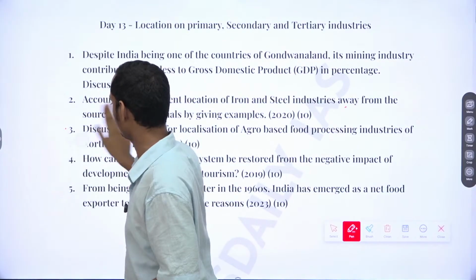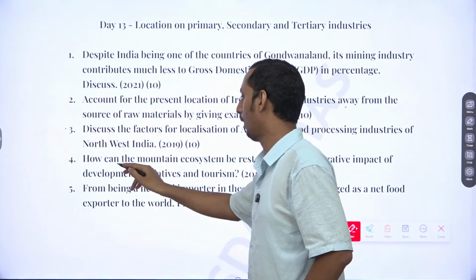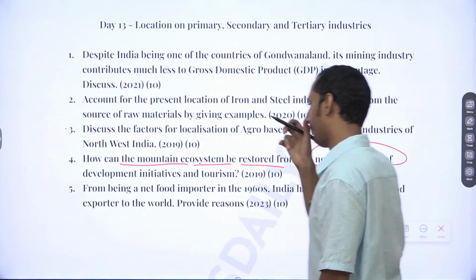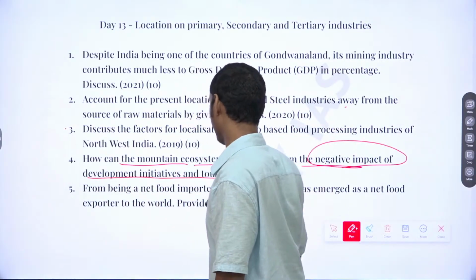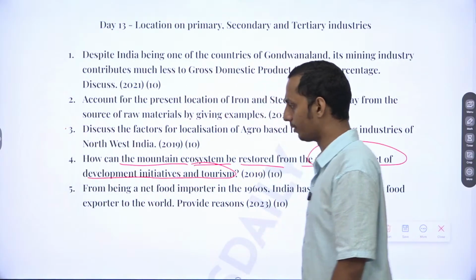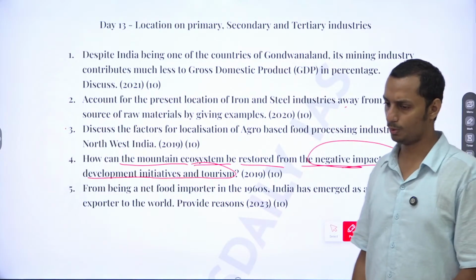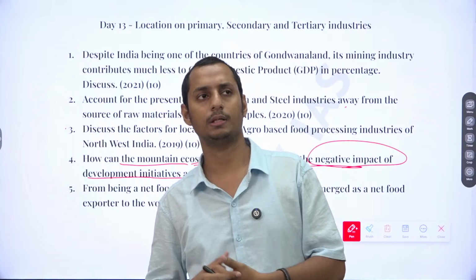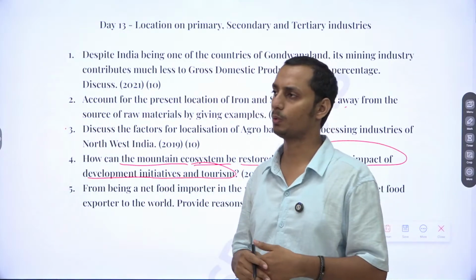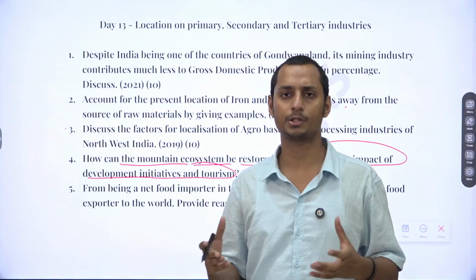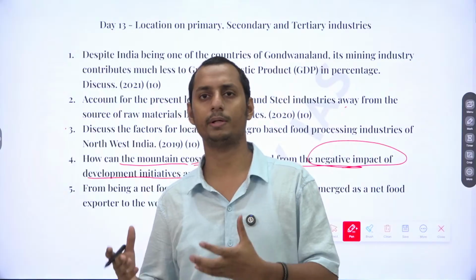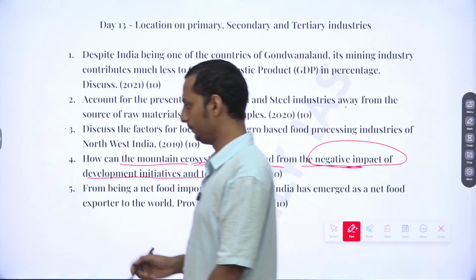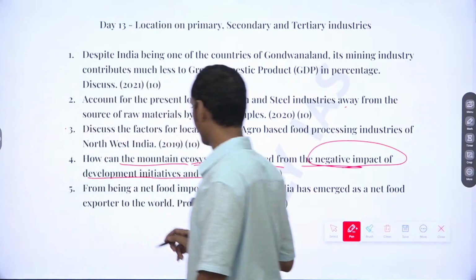Okay. Now, fourth one: how can the mountain ecosystem be restored from the negative impact of development initiatives and tourism? So it's a very general question. Here also, you can mention a very general introduction, such as that development initiatives and tourism have led to degradation of several mountains. Maybe you can name some of them, or you can go for any recent example.